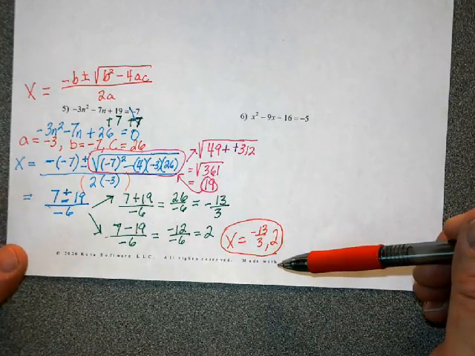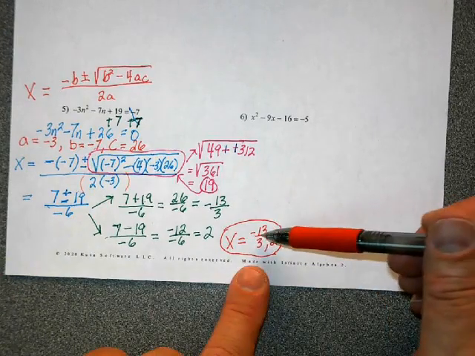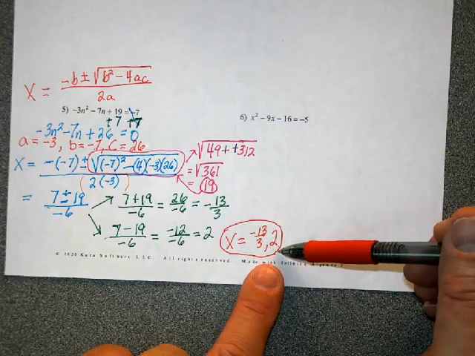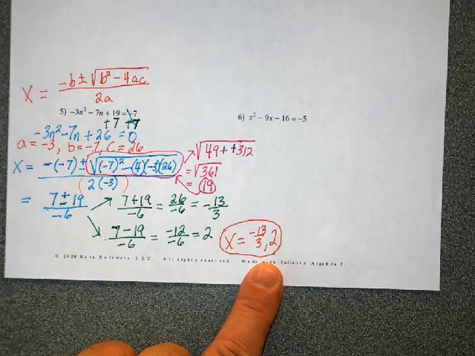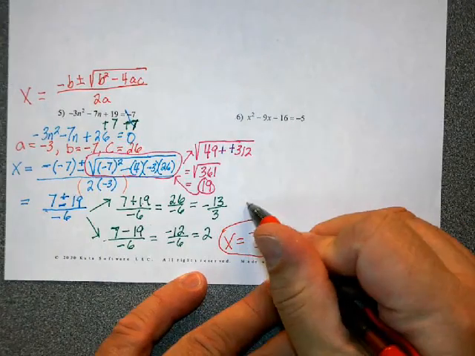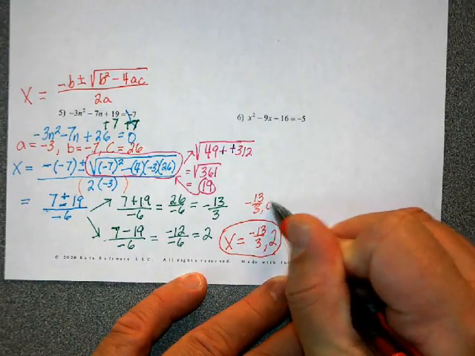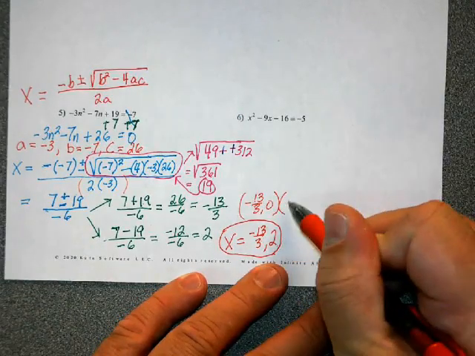Well, don't forget, this is each an x coordinate. This is one x coordinate, and this is the other x coordinate, right? So the x coordinates, y is 0. So this is an x coordinate of negative 13 thirds, comma 0. It's a point. And then this is an x coordinate of 2, comma 0.